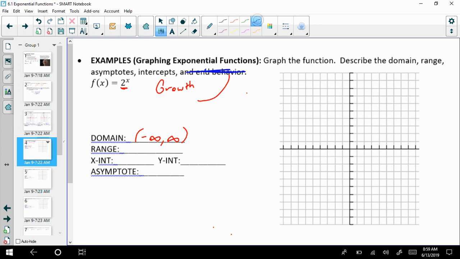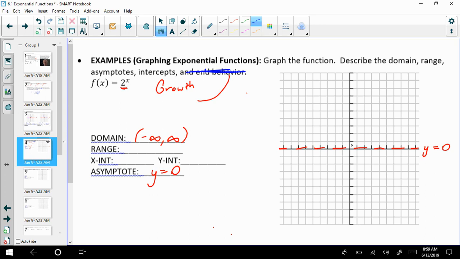Now notice on this graph, there's no transformations. There's not like a +7. It's not going to go up 7. It's not going to go down. It's not going to go left or right. So what that tells me is I know the asymptote is still going to be at y equals 0. So I'm going to draw that in, y equals 0.